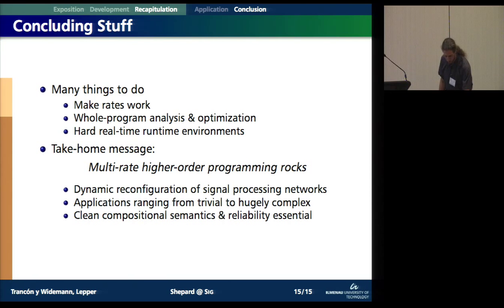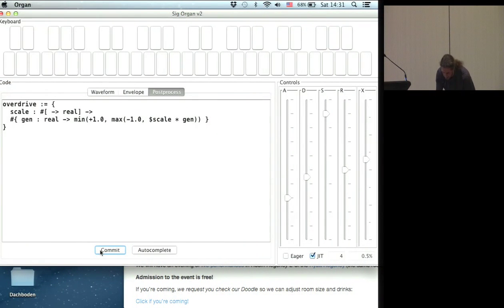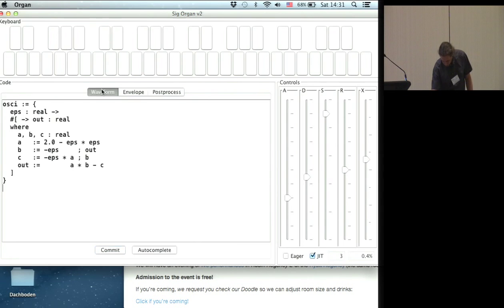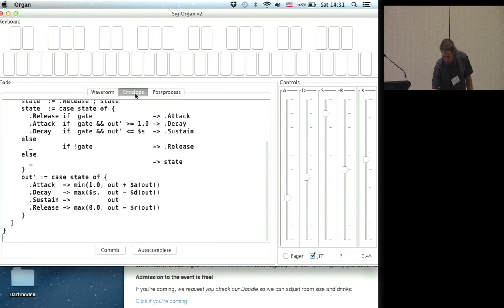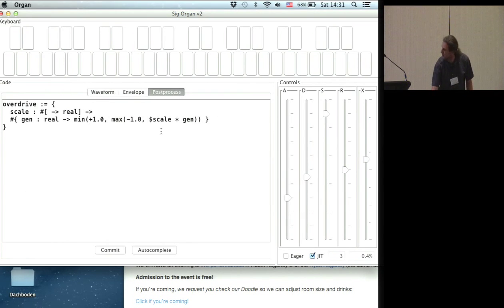Okay, and I want to conclude just to demonstrate that this is really for real-time applications. There's just a little code. That's SIG code here. That's a sine wave generator. This is an ADSR envelope generator. Sorry, that's about it. And then we add, this is an overdrive component, like in a Marshall amplifier. And then we throw in some Java GUI and MIDI stuff that works out of the box, and we get something like this.